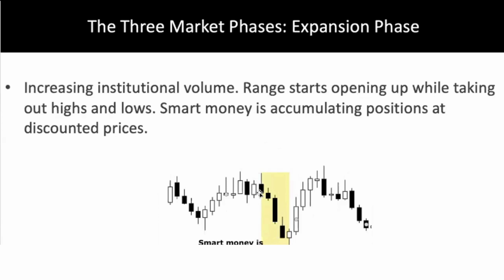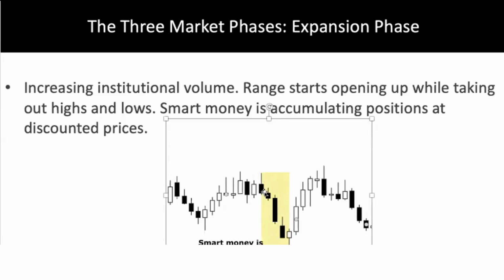The range starts opening up. You can see that the candle body is now a big candle body. You don't really see these doji candles, and it starts taking out the highs and lows. So this low was taken out, this low was taken out. In this phase, a lot of retail traders follow the trend. They say, oh, the market has just broken out of consolidation, in which they're kind of right, except that they don't realize that they're in the expansion phase.